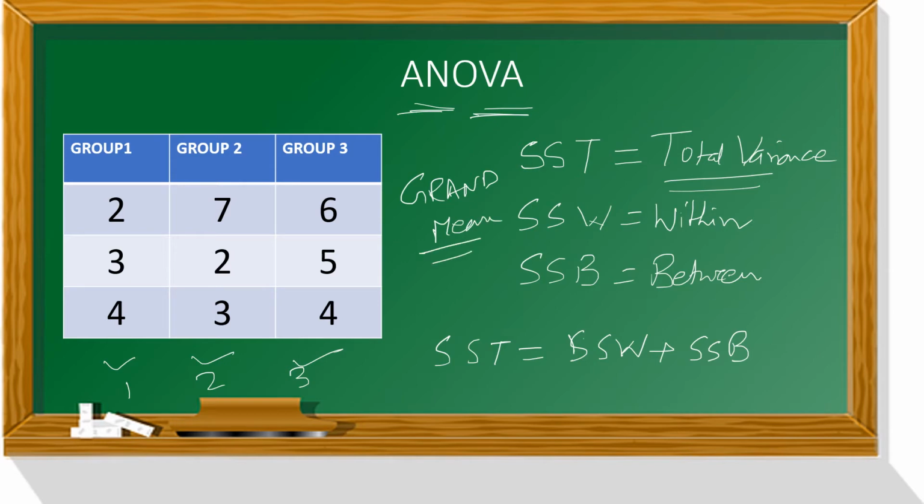First of all, we will take the mean of this group, then the mean of this group, then we will calculate the mean of this group. After that, we will calculate the mean of means, which is your grand mean.